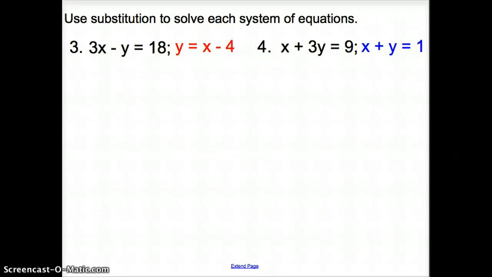Next couple. Now, besides graphing, you can also use substitution. When you use substitution, you are plugging in whatever your variable equals into your other equation. Now, if I use this red equation and I plug x minus 4 in for my y, because y equals x minus 4, it's just like volleyball or football. Whatever you plug in, the other guy, what you plug it in for, has to come out.